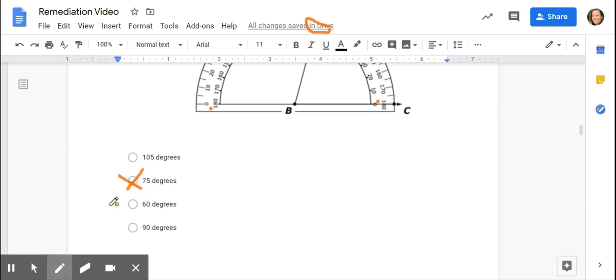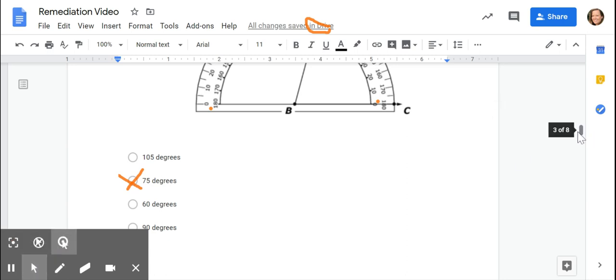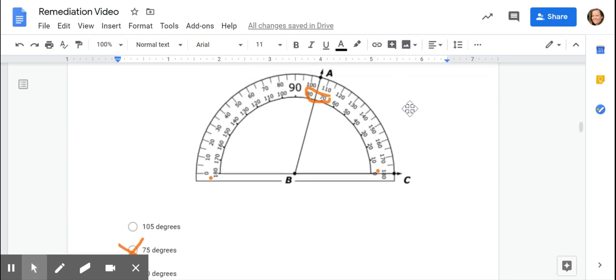So the measurement of angle ABC should be 75 degrees, okay? Remember, right? Inner scale, this was even at the top of the quiz that you could have referred to. So we use the inner set of numbers, 75 degrees.